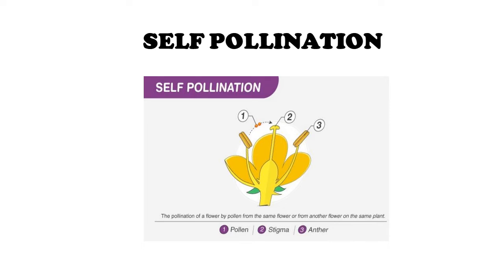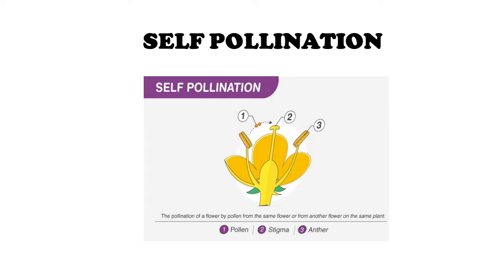Okay, now self-pollination. What is self-pollination? Pollination takes place in a single flower. Self-pollination occurs when pollen grains fall directly from the anther onto the stigma of the flower. Have you all understood, students?